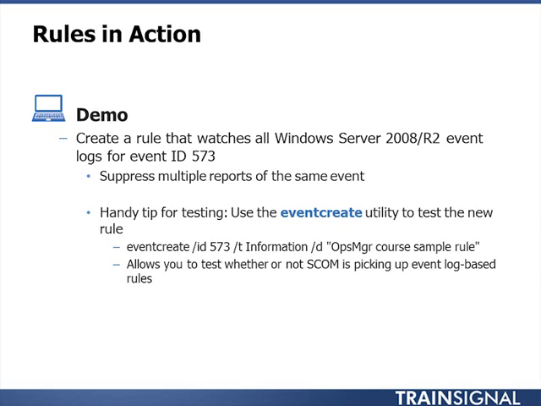Now here's a handy tip for testing. You can actually use a utility called Event Create to test the new rule. And what you see on the screen is the command line that we'll use to create that event in the Windows event log. With this Event Create utility, you can test whether or not Operations Manager is actually picking up event log based rules. As you can see, it's a pretty handy little utility. So we're going to go over to the Operations Manager console now, and we're going to work on this particular demonstration.